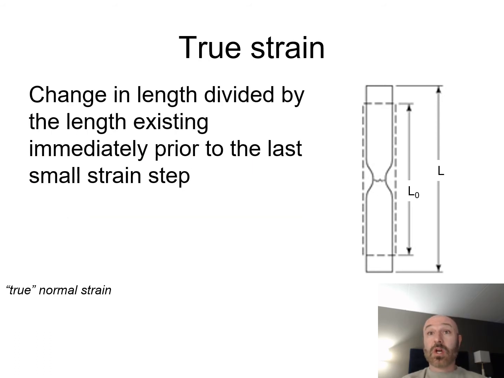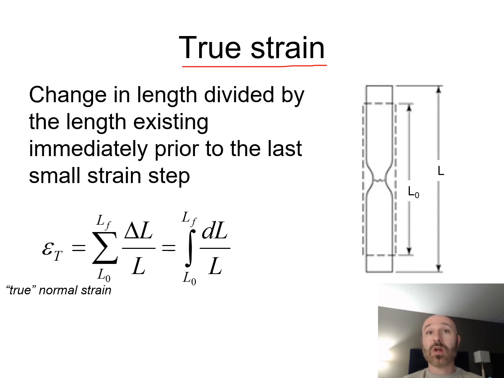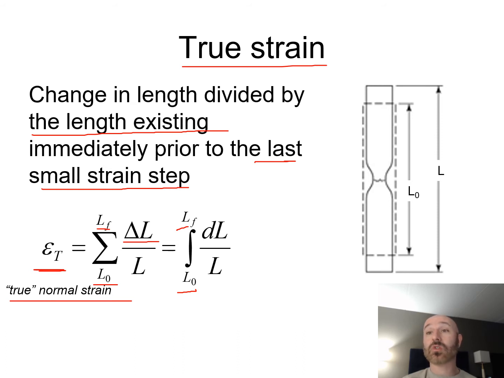So now that we've discussed our true stress, the next thing we want to take a look at is our true strain. So what is our true strain? Well, this is the change in length divided by the length existing immediately prior to the last small strain step. It's a little bit complicated in words. What this says is that our E sub T, or our true strain, is equal to the summation from L naught, our original length, to our final length, L sub F, of our delta L over L. And this is equal to, if we do an infinite sum of these, the integral from L naught to LF of dL over L in order to get this true normal strain.